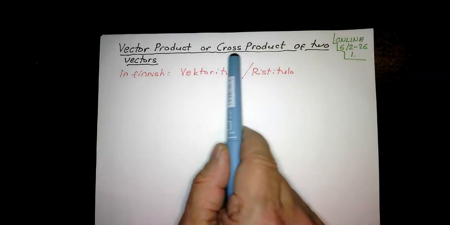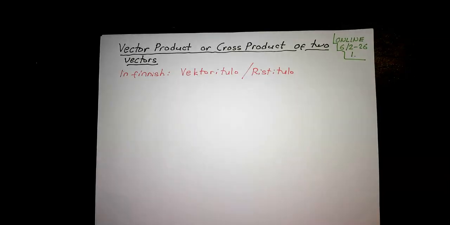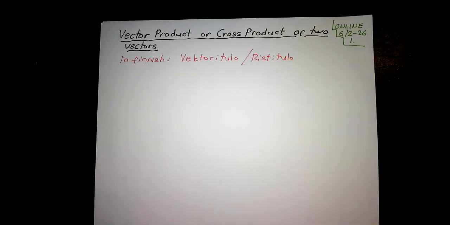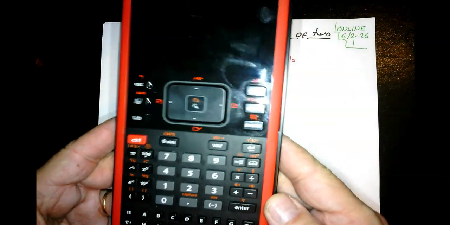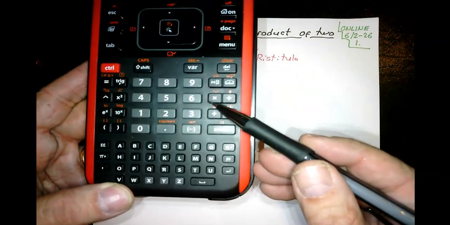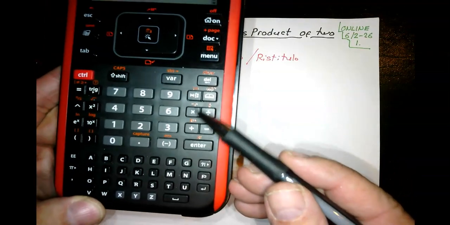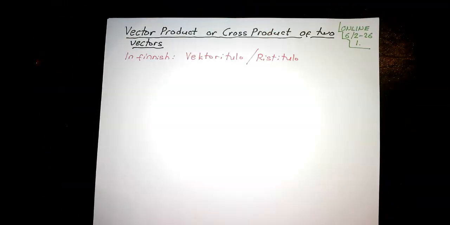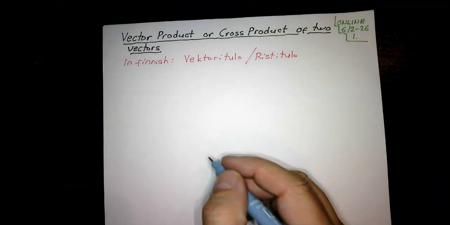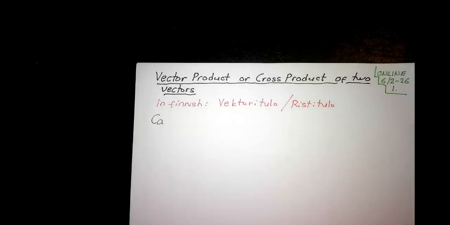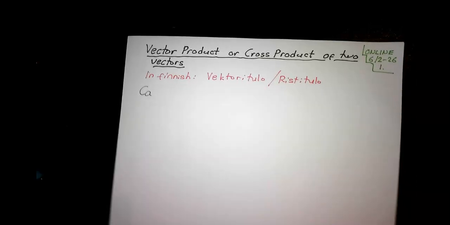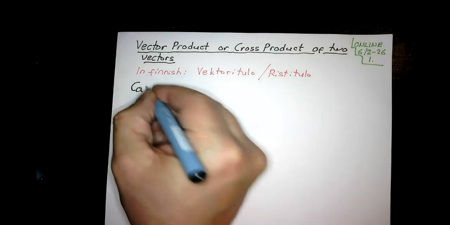And the name cross product comes from the sign between those two vectors. It is not a dot, but actually the same kind of cross as we use in the calculator. So the calculation rules, I will first write. We can calculate the cross product in many ways, but I give you first the calculation rules.